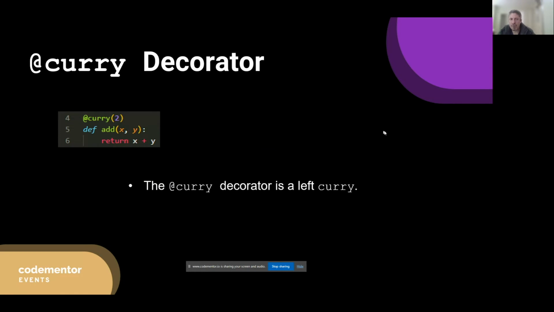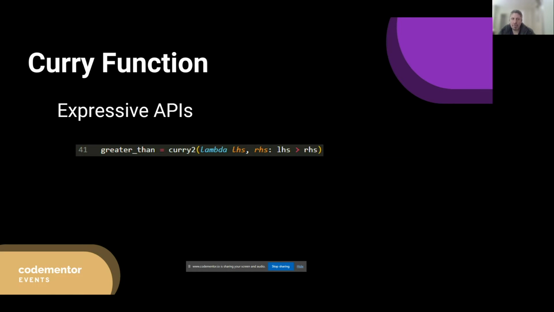In the Pymonad library, there is an actual curry decorator function. You can see the usage of it over here. What you do is you pass in a number representing the number of parameters for the function you want to curry. The important thing to understand about this is that the curry decorator is a left curry, so it evaluates parameters from left to right. So why would we bother with a right curry function when there's already a built-in curry decorator? The reason is that if you use a right curry, you can create expressive APIs like this greater than function, which uses our curry2 right curry function.